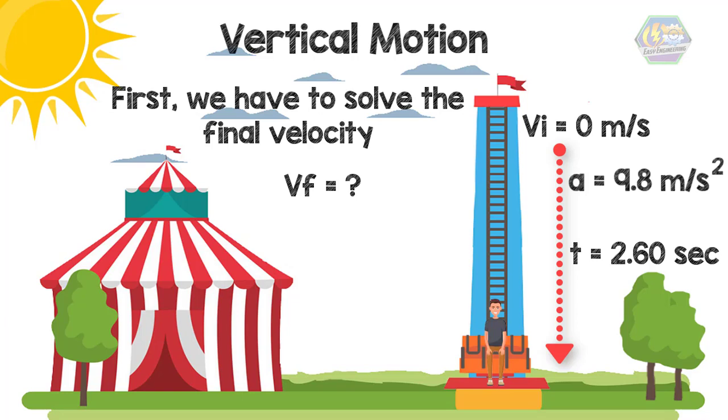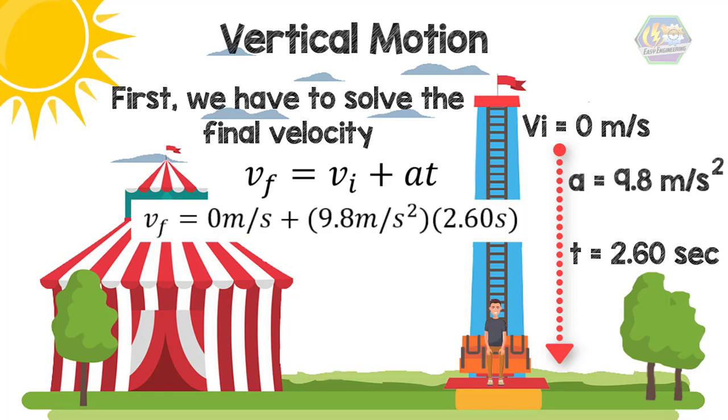First, we need to solve for the final velocity. We need a formula which has initial velocity, acceleration, time, and final velocity. We can say that equation 3 suits our needs to solve the final velocity. We then input the known values and solve for the final velocity. So the final velocity is equal to 25.48 meters per second.